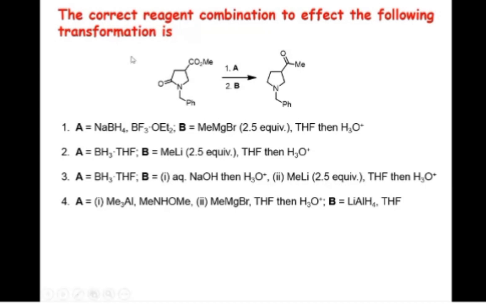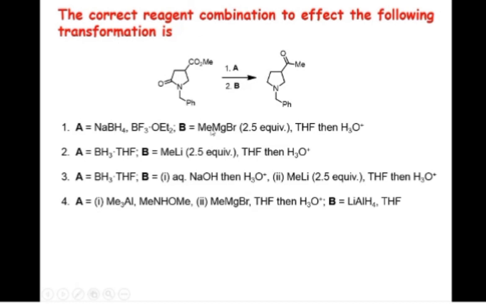Why not the remaining answers? See over here, sodium borohydride with BF3, a Lewis acid is there. What will it do? As we have studied the reactions of sodium borohydride, it reduces carbonyl compounds to aldehydes. Along with it, if a Lewis acid is used, then the ester can be reduced into alcohol, which means we will have a CH2OH group over here. That is not required for us, and followed by reaction with methyl magnesium bromide, that is a useless thing over here.